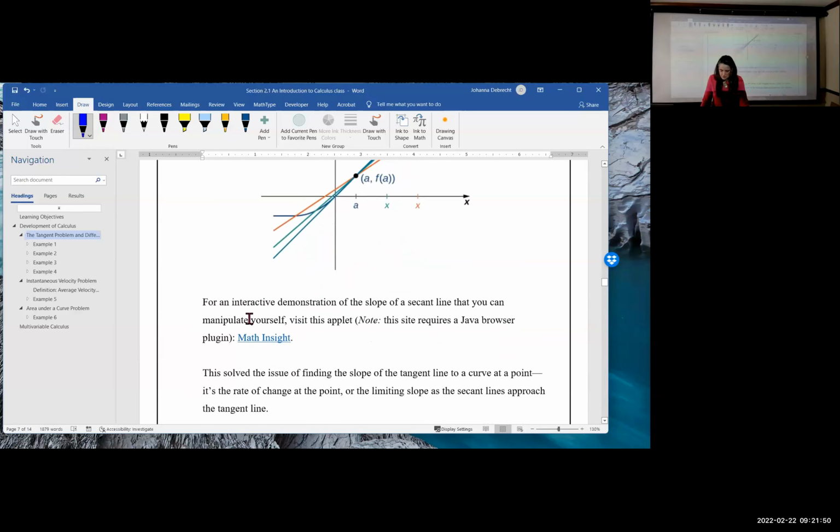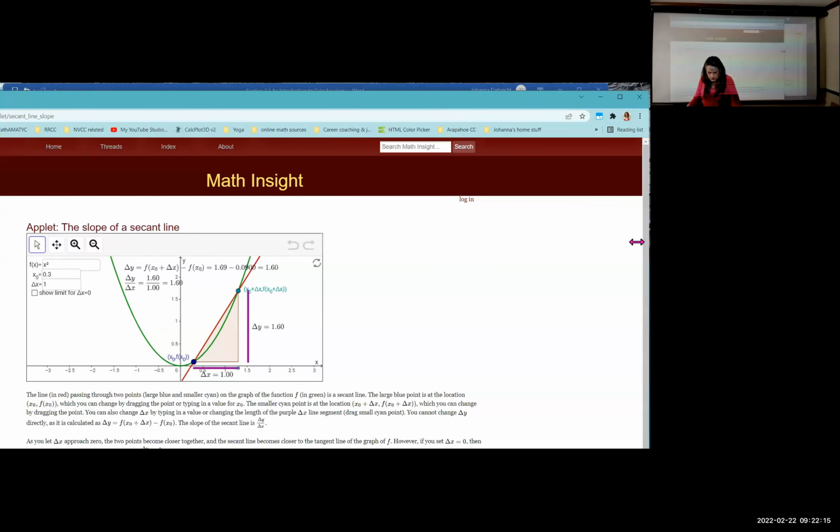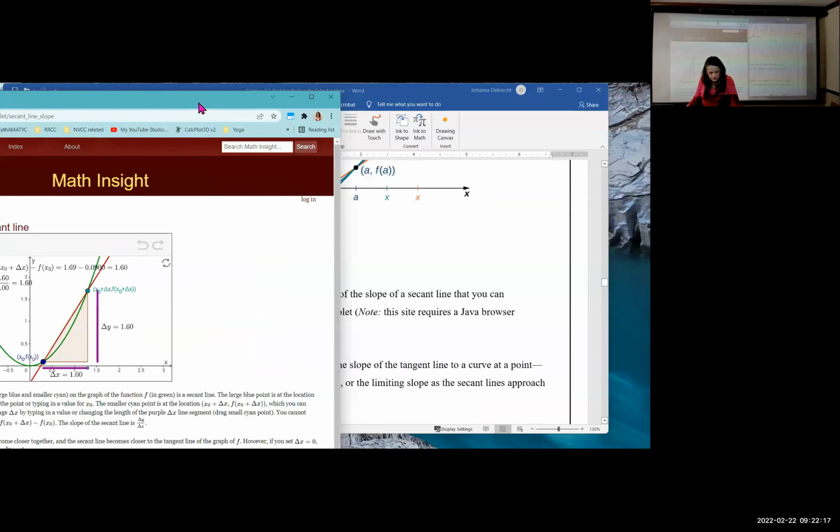All right. Let's see if this one's going to work today. Sometimes it works and sometimes it doesn't. Yep. Okay. I don't understand why when I move it from one screen to another, it gets way bigger than what it is.